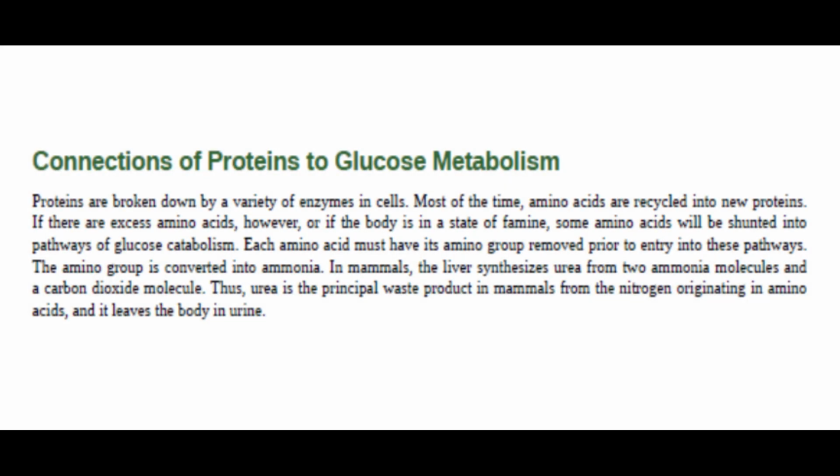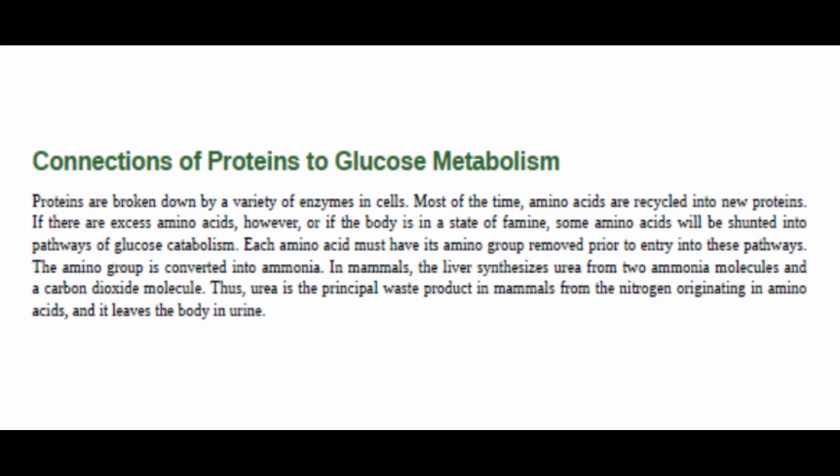Connections of proteins to glucose metabolism. Proteins are broken down by a variety of enzymes in cells. Most of the time, amino acids are recycled into new proteins. If there are excess amino acids, however, or if the body is in a state of famine, some amino acids will be shunted into pathways of glucose catabolism.